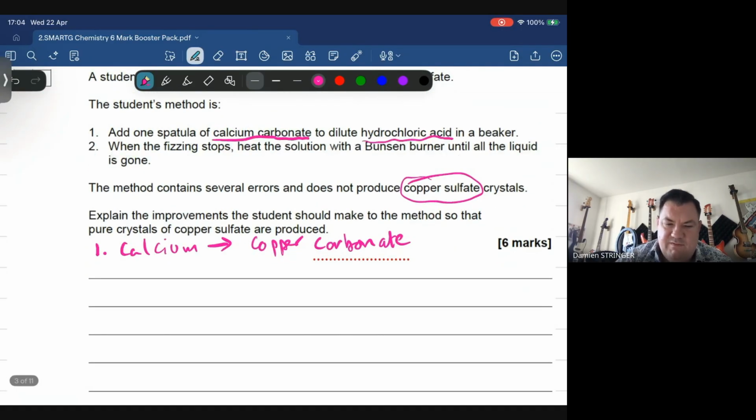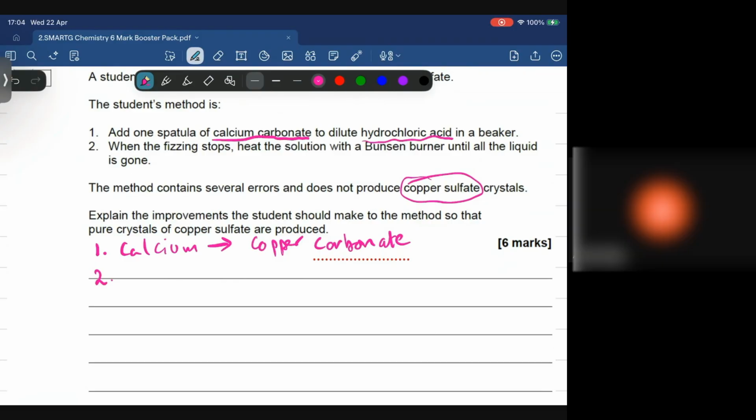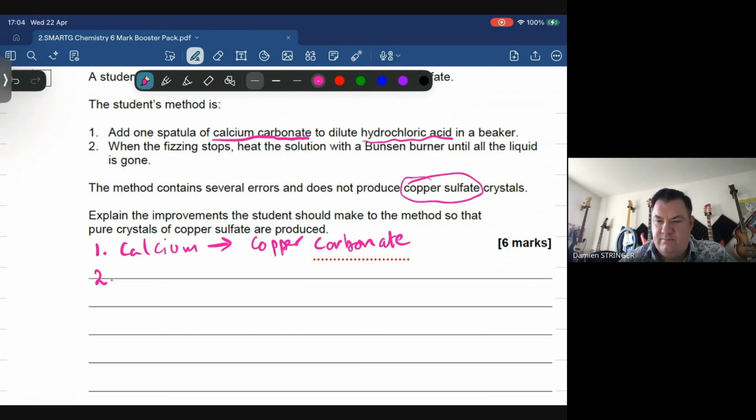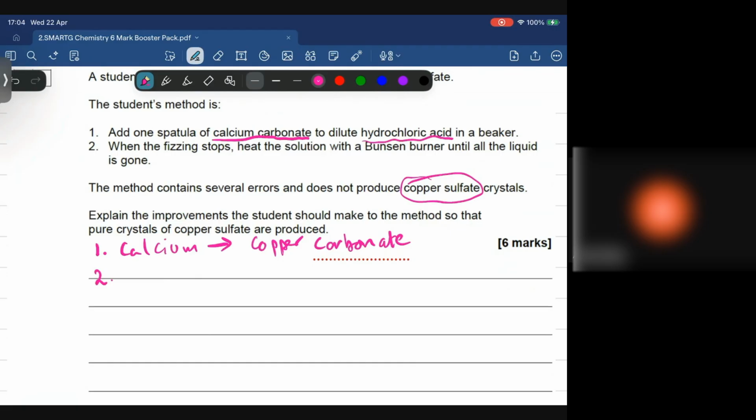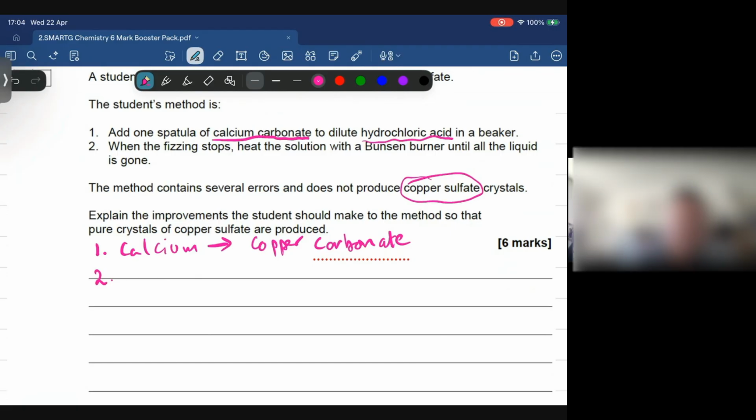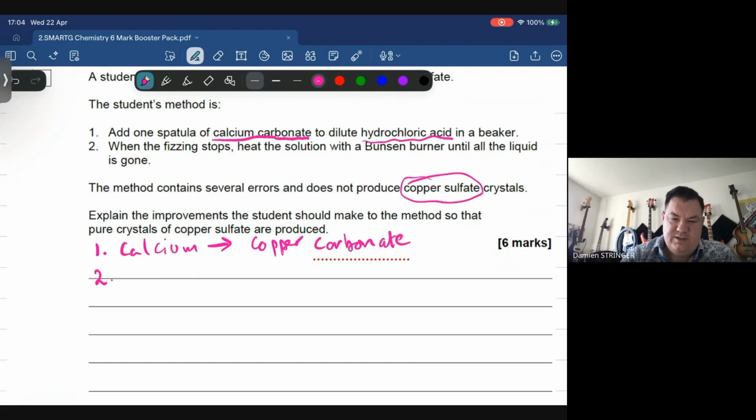What about you, Amina? Have you spotted anything? It says heat the solution with a Bunsen burner till all liquid is gone. Yeah. You don't evaporate all the liquid. You have to leave it to cool. Yeah. Otherwise, there'd be no crystals formed. So probably no Bunsen burner. But instead, maybe something like a water bath, yeah?